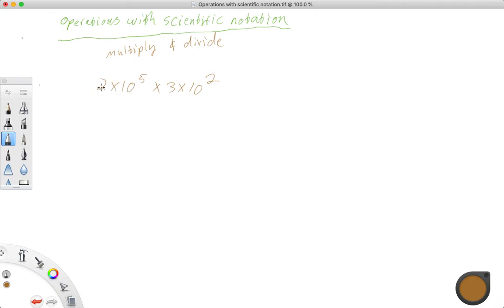So what we're going to do, because we want to keep it in scientific notation, we're going to multiply the 2 and the 3, my decimal numbers, first, and then we're going to multiply the powers of 10. So 2 times 3, that just gives me 6, and then we're going to keep it in scientific notation, 10 to the 5th times 10 squared.